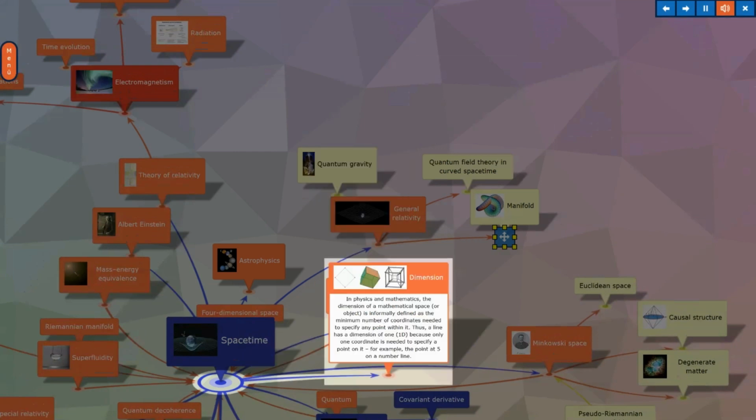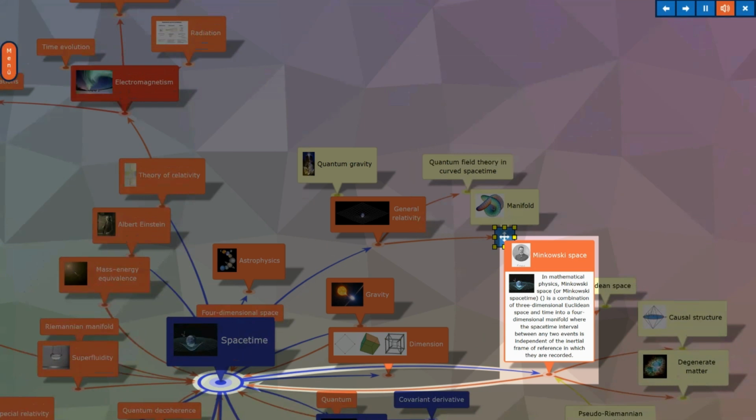Dimension. In physics and mathematics, the dimension of a mathematical space, or object, is informally defined as the minimum number of coordinates needed to specify any point within it. Thus, a line has a dimension of 1D, because only one coordinate is needed to specify a point on it, for example, the point at 5 on a number line.